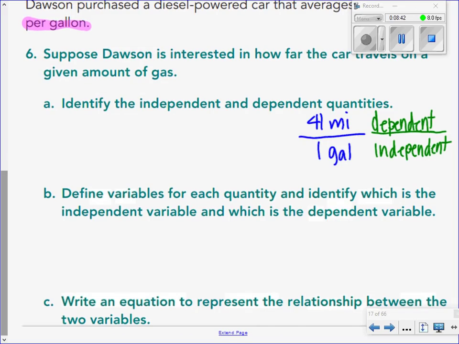Let's define some variables. Oh my goodness. Thank God it's Friday. Define some variables.